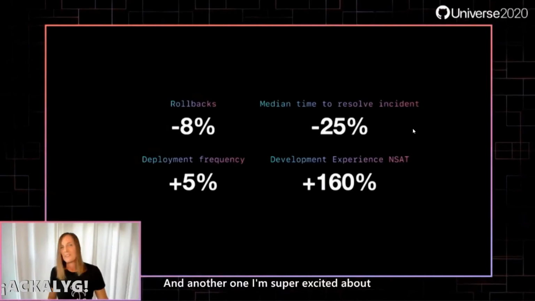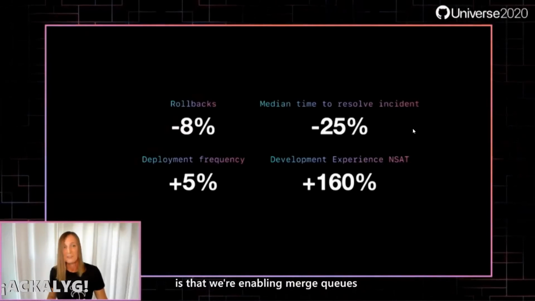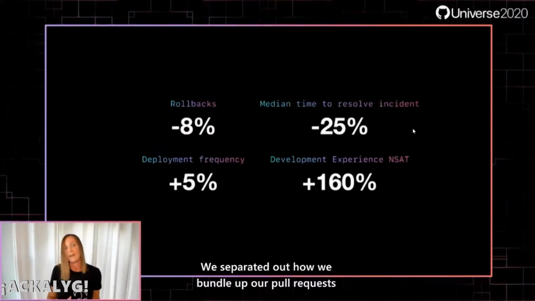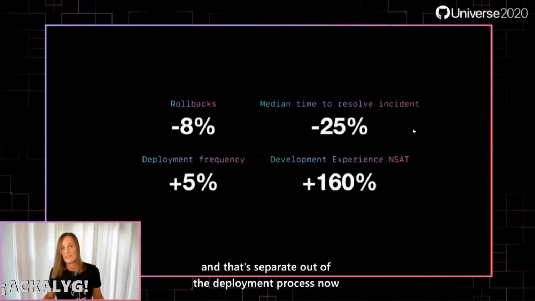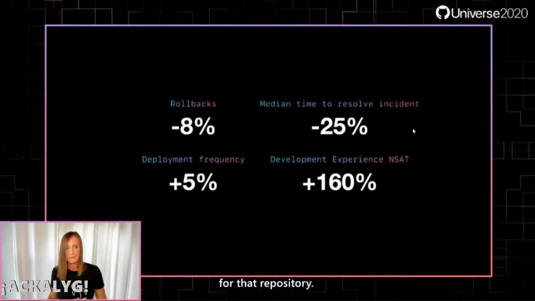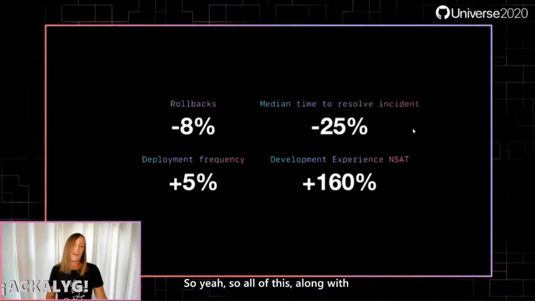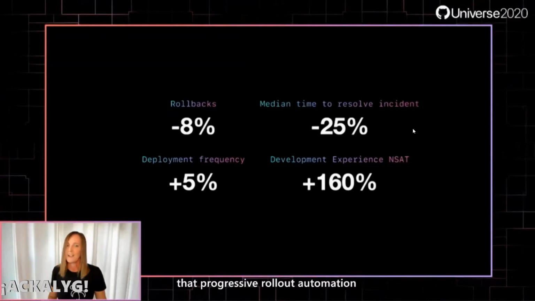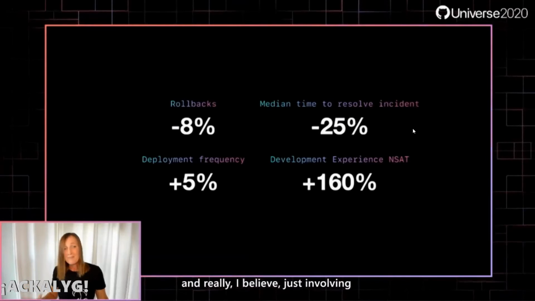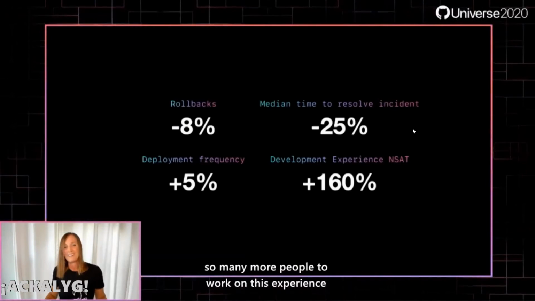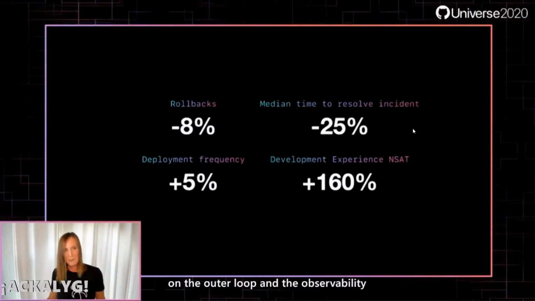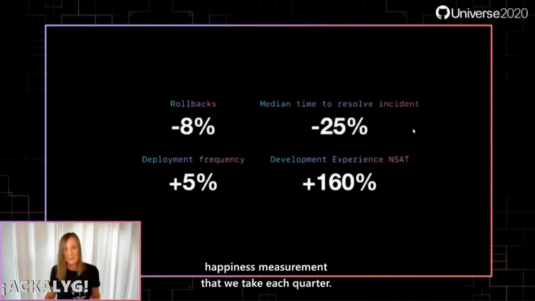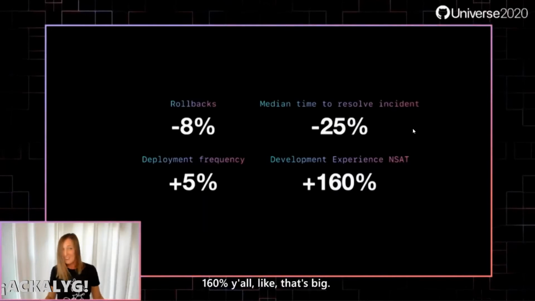And another one I'm super excited about is that we're enabling merge queues for more of our repositories. We separated out how we bundle up our pull requests, and that's separate out of the deployment process now for that repository. So all of this, along with some simpler confidence dashboards, again, that progressive rollout automation, and really, I believe, just involving so many more people to work on this experience and the outer loop and the observability, it led to this great improvement in our development happiness measurement that we take each quarter.